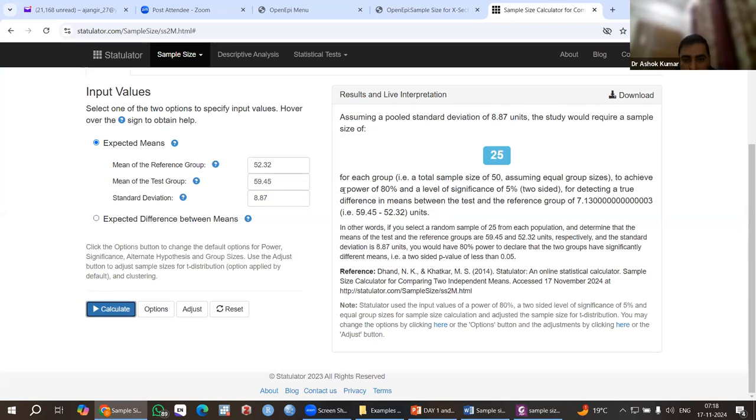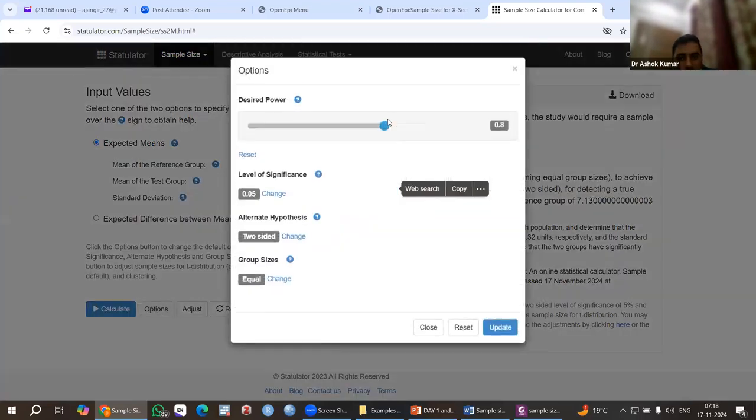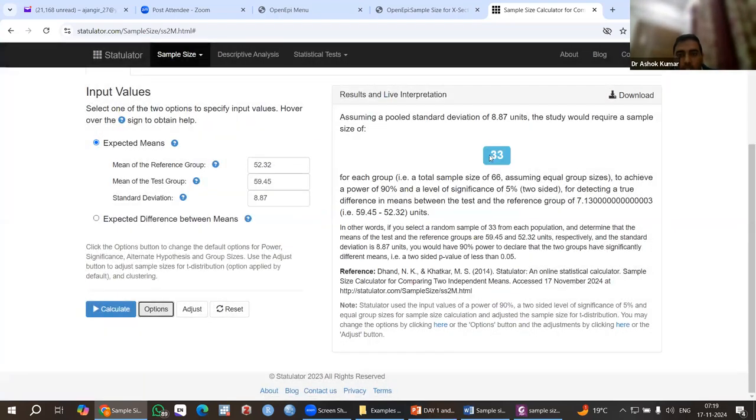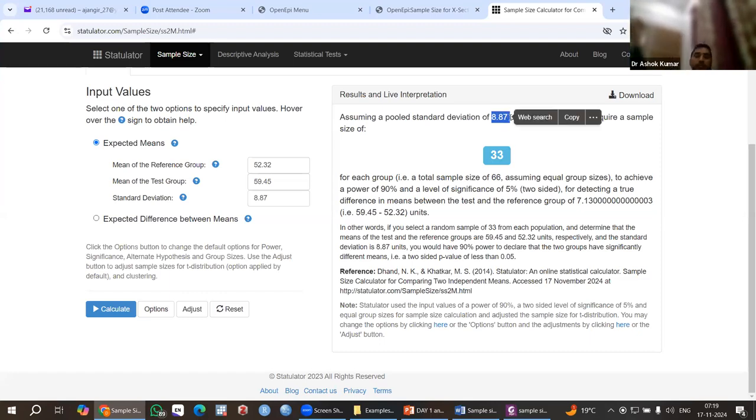It is coming 25 with 80% power. So I have to click option. Then I have to again increase power. This is 90%. Okay. Then update. It is coming only 33. If I use that 10 standard deviation, it is coming 42. And if I use this 8.87, it is coming 33. So always go for larger sample size. Don't take this 33. So this is, I can say, a limitation of this statulator.